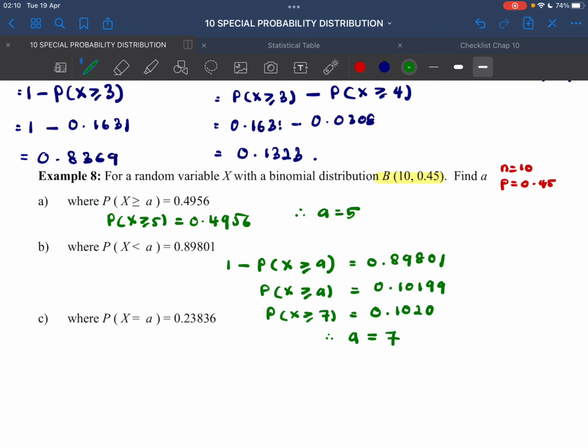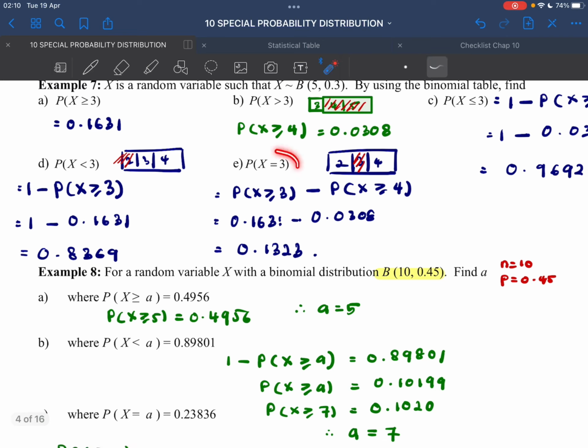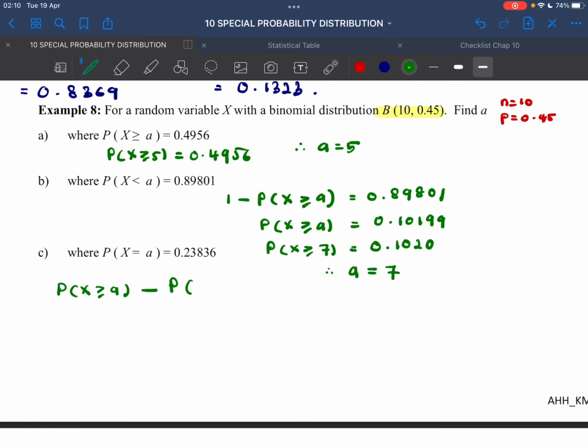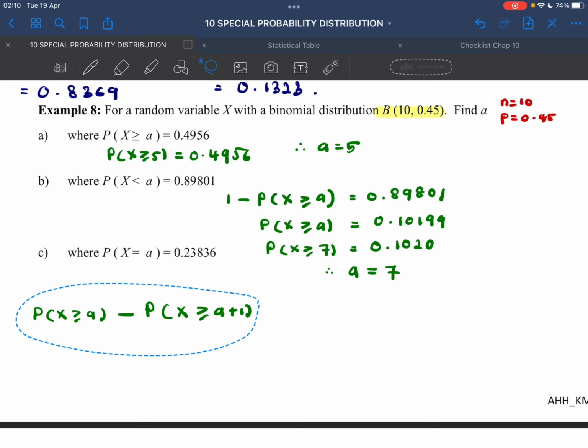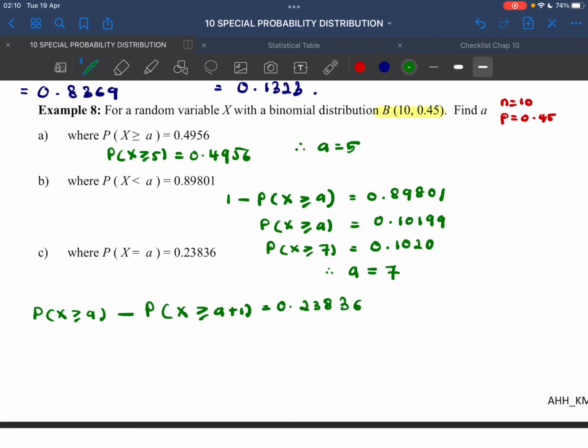Alright, so the last one, where P(X = A). So P(X = A), belum boleh tengok table, kena tukar jadi greater than equals dulu. So P(X ≥ A) minus, macam mana nak buat ni? Alright, kat sini kita ada P(X = 3). So 3, 4. Okay, so that will be A plus 1 lah kat situ. So ini kita ada P(X ≥ A) minus P(X ≥ A+1), okay, sama dengan 0.23836. Okay, yang ni macam susah sikit lah.